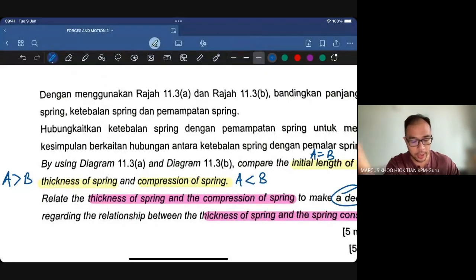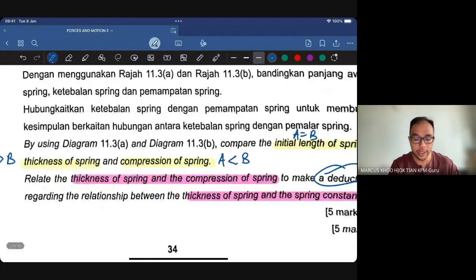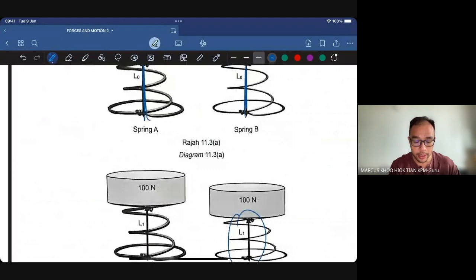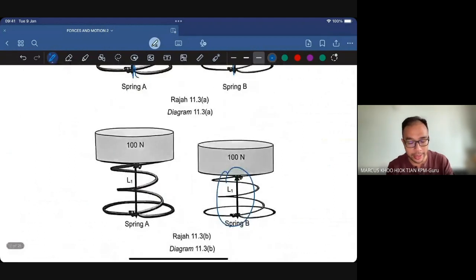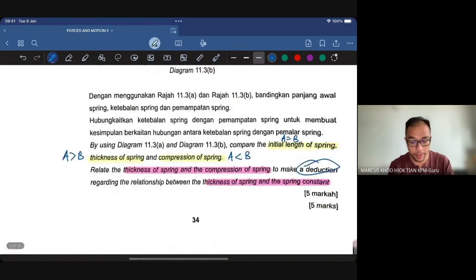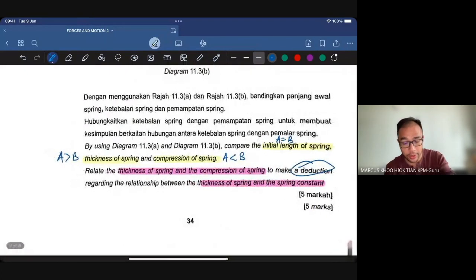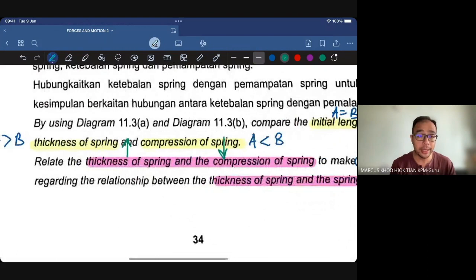So relate the thickness of the spring and the compression. I think this is quite easy. When you find that the spring is thicker, the compression is smaller. So, I'm going to write the shortcut. The bigger the thickness of the spring, the smaller the compression of the spring.